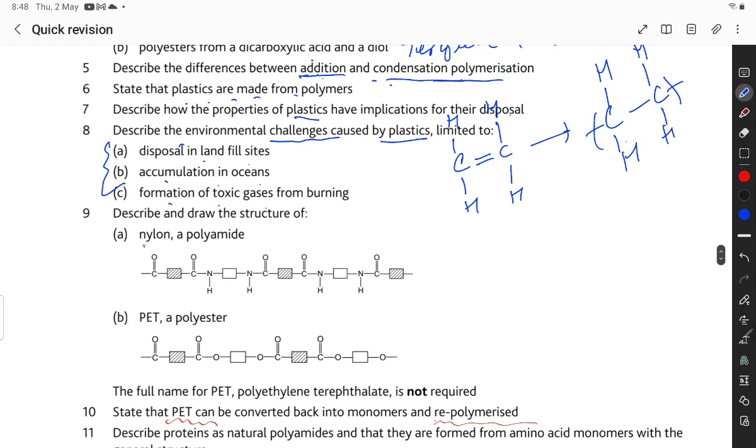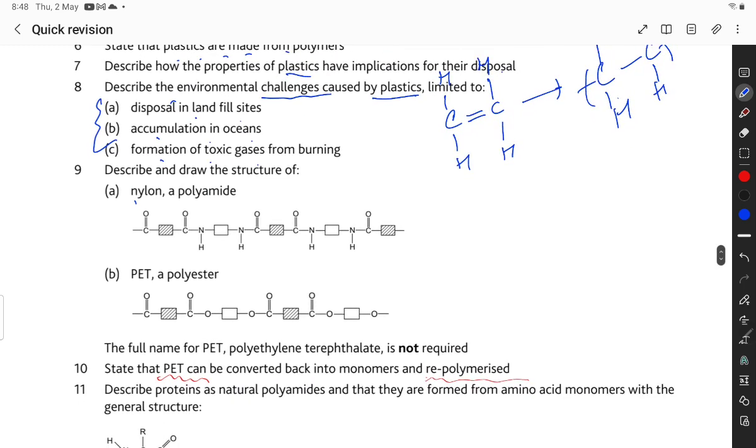Describe and draw the structure of nylon and polyamide. This is the structure of nylon, and this is the structure of PET. Polyethylene terephthalate, the name is not required. So polyester: C double bond O surrounded by two boxes, and O surrounded by two.